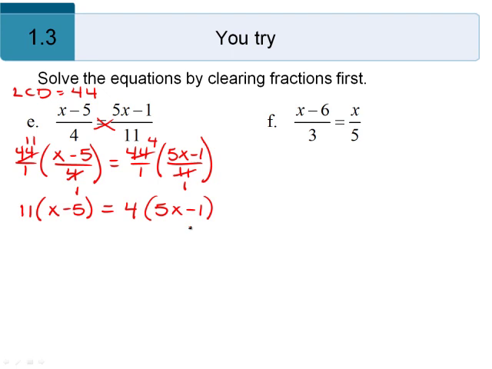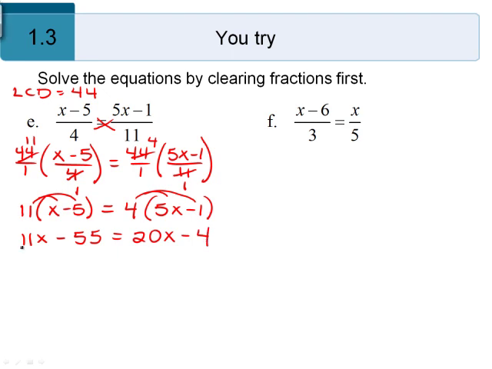So now our next step, we need to get rid of the parentheses. We need to distribute. So I'm going to distribute the 11 and the 4. So that's going to give me 11x minus 55, right? 4 times 5 would be 20x minus 4, because we did 4 times 1.